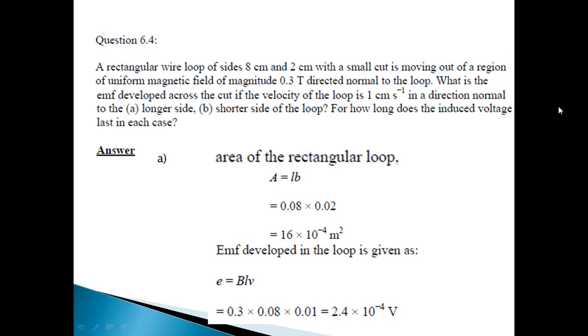Area of the rectangular loop is given by length into breadth. Since length and breadth are given in centimeter, we have to convert it into meters. So area is 16 into 10 to the power minus 4 meters squared. Now, the formula for EMF developed in the loop when the motion is perpendicular to the longer side: E equal to BLV. B is the magnetic field, L is the length of the coil, and V is the velocity. So we get your answer as 2.4 into 10 to the power minus 4 volt.